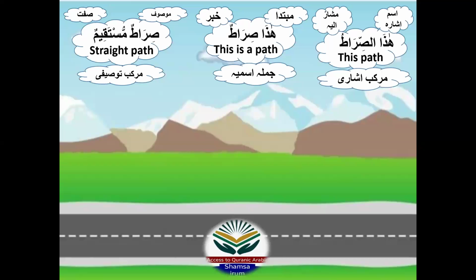I will join all of these together now. I want to make a sentence with all of them, if I want to use Haza, Siratun as well, and also the Mustaqimun as well. So how can I join these things? So let's see.